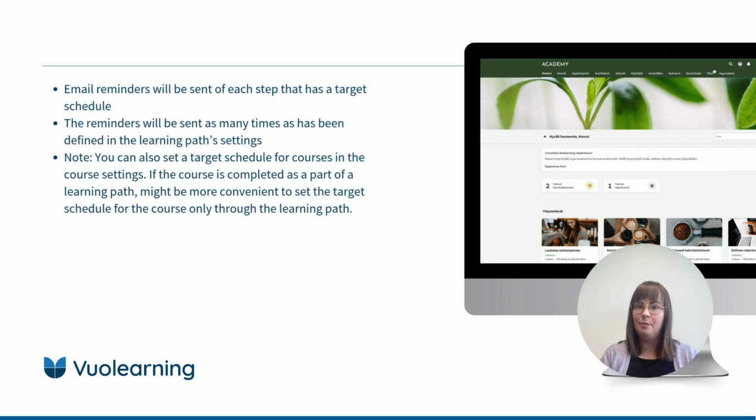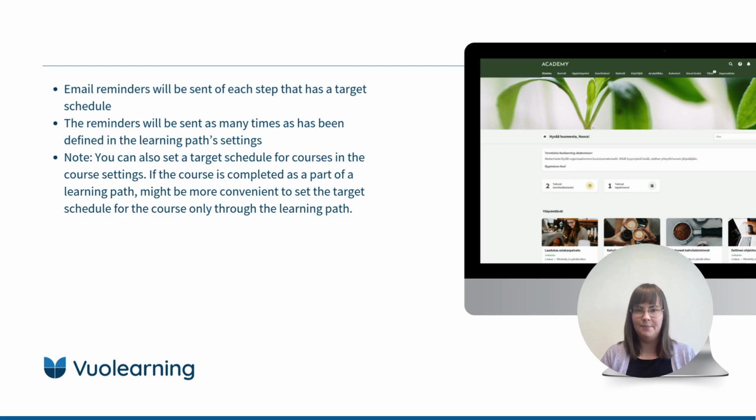So, if the email reminders for learning path target schedules are turned on, the reminders will be automatically sent of each step that has a target schedule. The reminders will be sent as many times as has been defined in the learning path settings, for example, 1 month before the target schedule and 1 week before the target schedule and so on, and also when the deadline has expired.